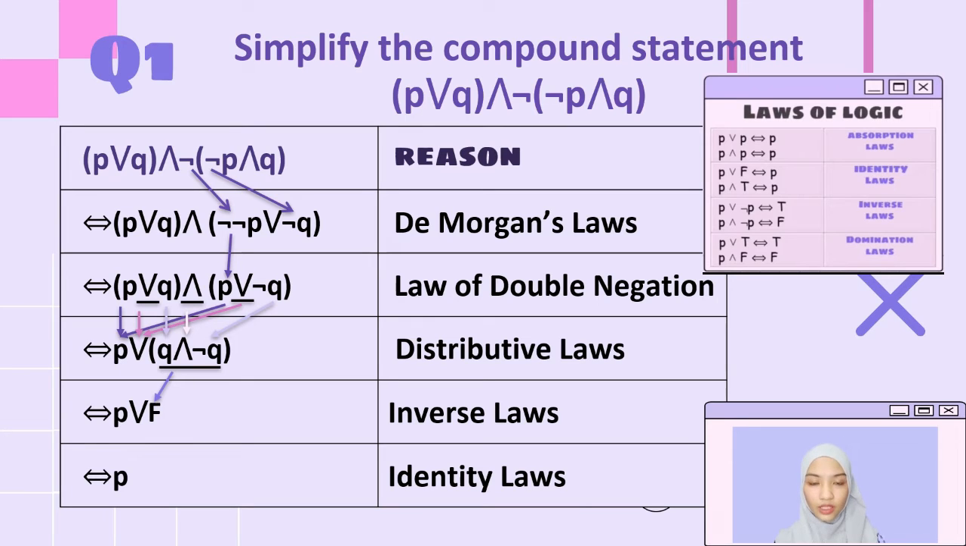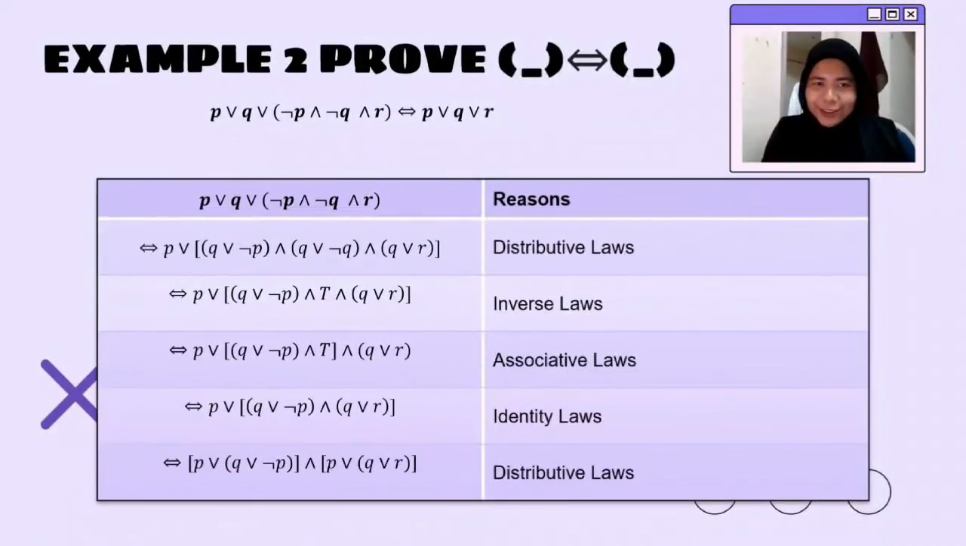This new statement, you have to check based on the table. It looks like the same as law number 7. So apply identity laws, then you will get your final answer. So for example 2, which is to prove if the statements are logically equivalent with each other. So here is my example.